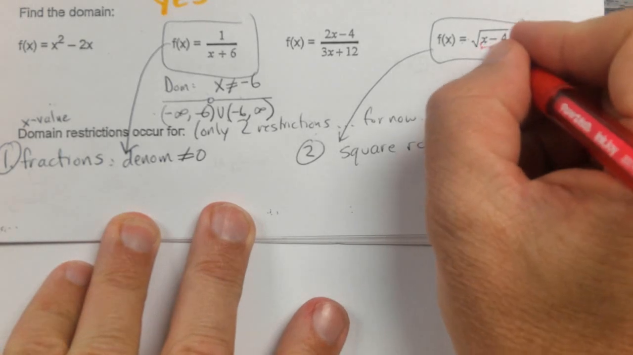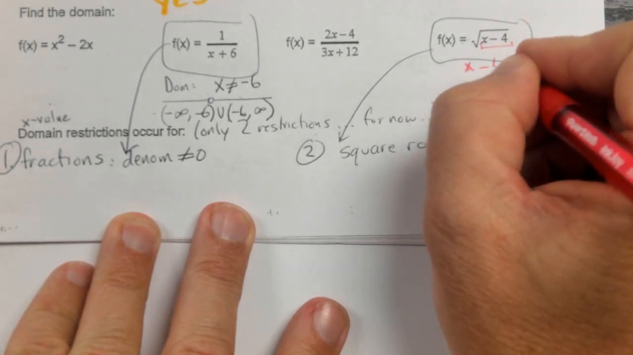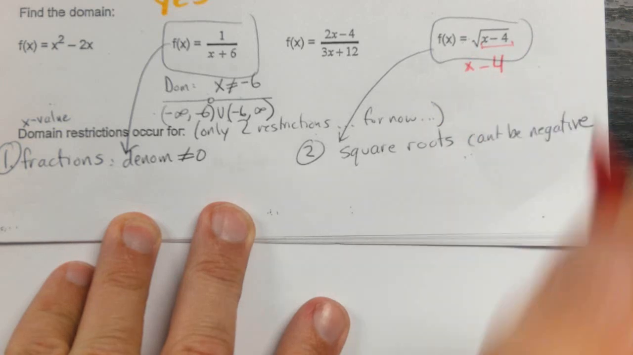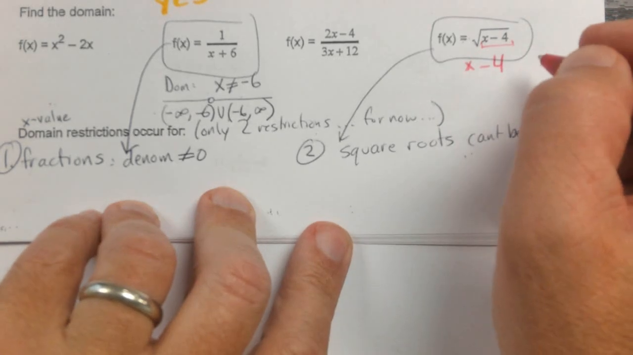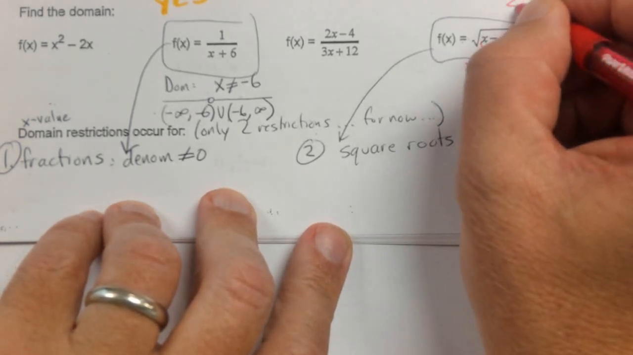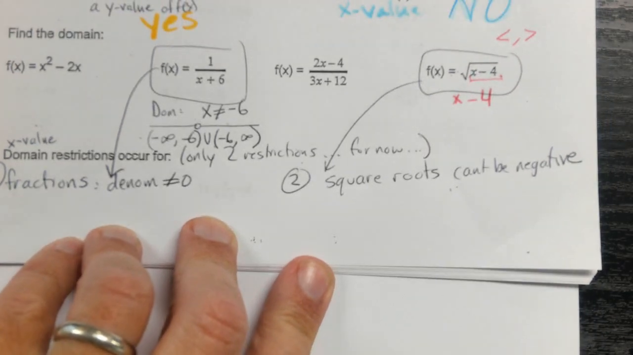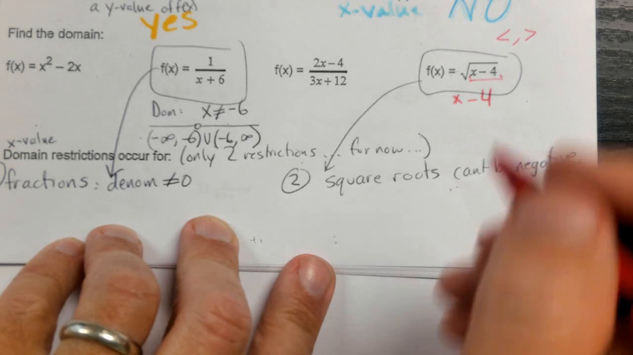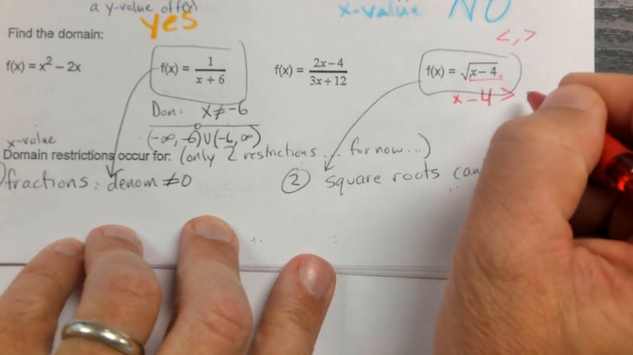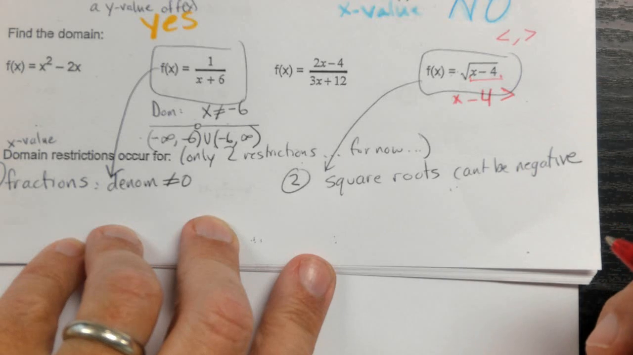So that means we're going to take whatever's under the square root and say, how could I mathematically say not negative? What kind of equation or inequality would I write that would mean x minus 4 can't be negative? Use less than or greater than. X minus 4 has to be greater than. What does it have to be greater than?